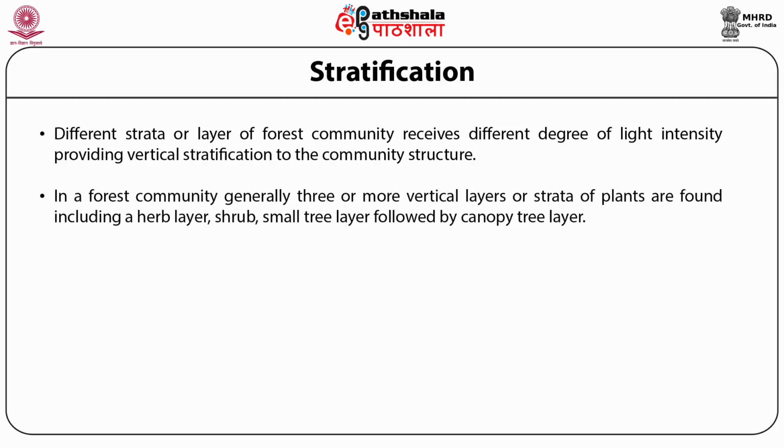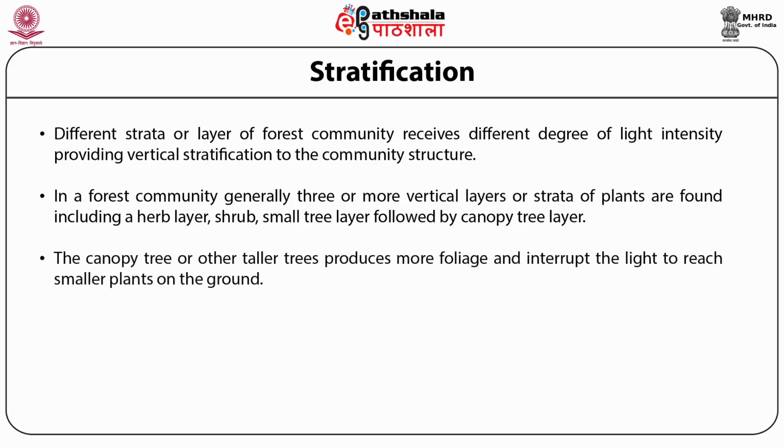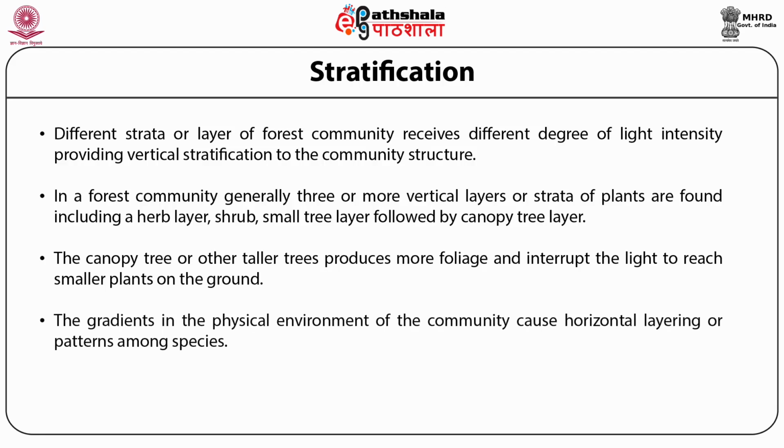In a forest community, generally three or more vertical layers or strata of plants are found, including a herb layer, shrub and small tree layer, followed by a canopy tree layer. The canopy trees or other taller trees produce more foliage and entrap the light from the smaller plants on the ground. The gradients in the physical environment of the community cause horizontal layering or patterns among species.